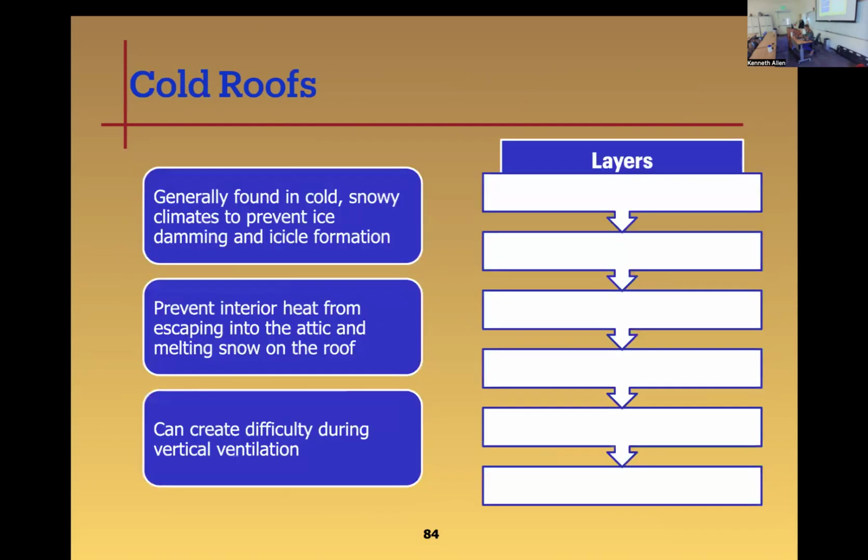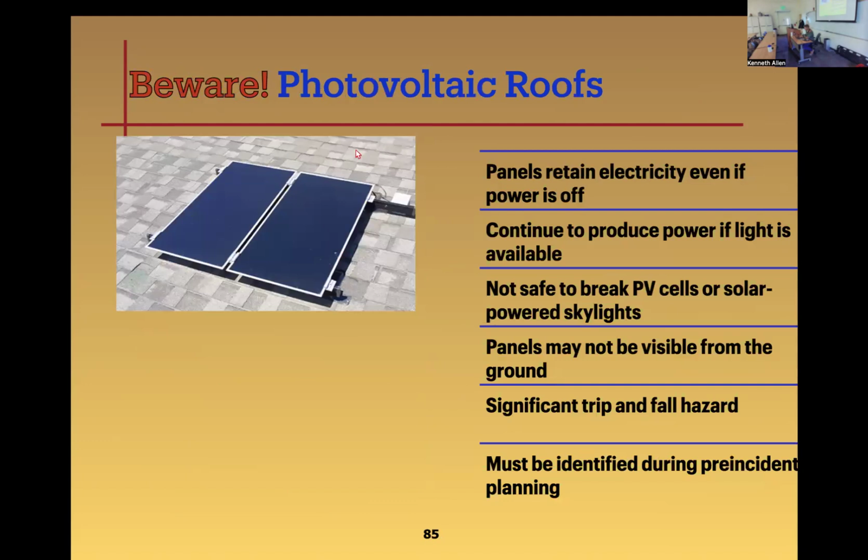So let's get through this. Beware photovoltaic roofs. Any solar panels, remember there's electricity running off of that. Don't be cutting anywhere through these. Certainly don't cut the lines. The panels may not be visible from the ground, so make sure you're up there and you're looking around with your eyes open, and you have a partner with you at all times.